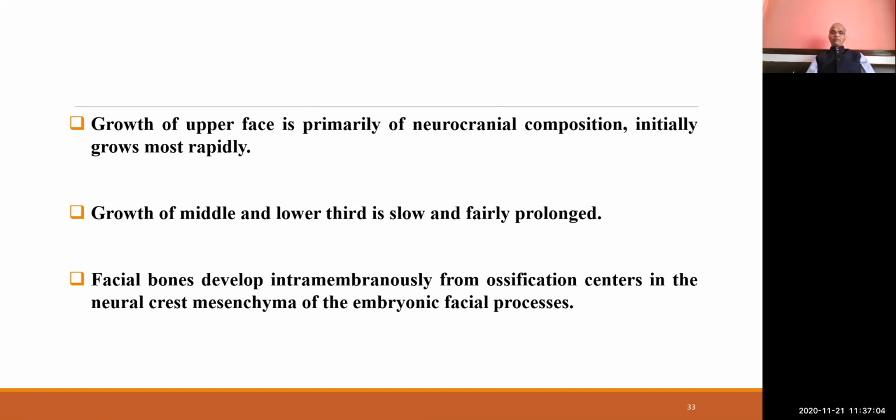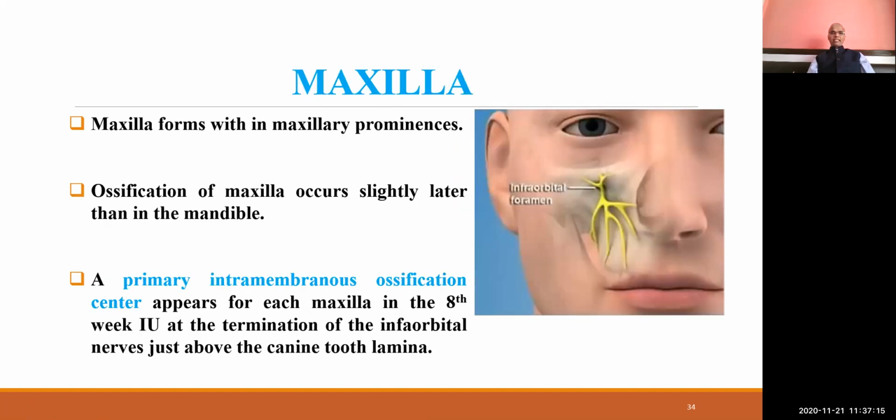So facial bones develop intramembranously from ossification centers in the neural crest mesenchyme of the embryonic facial process. The maxilla forms within the maxillary prominence. Ossification of the maxilla occurs slightly later than in the mandible. A primary intramembranous ossification center appears for each maxilla in the 8th week of intrauterine life at the termination of the infraorbital nerves, just above the canine tooth lamina.